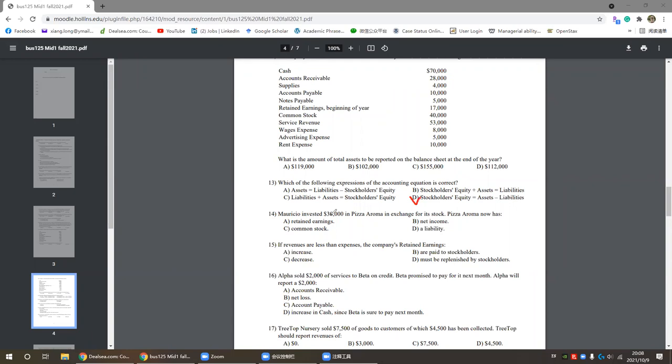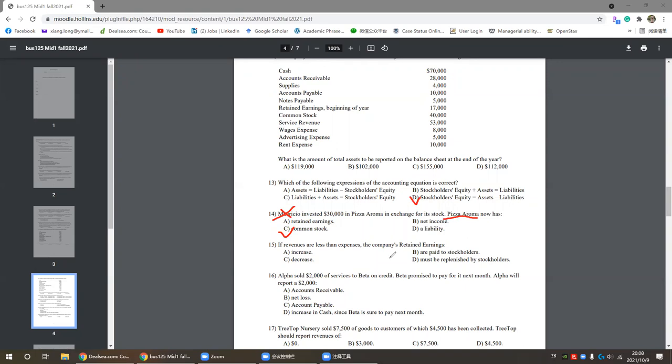The next one, these people invest $30,000 in this pizza restaurant for its stock. Right now, it's asking about the pizza company, not these people. So it asks, the pizza restaurant now has a what? Because the pizza company issues stock in exchange for money. So the pizza company right now has common stock. It's very easy. The answer would be C. Okay, and question 15.